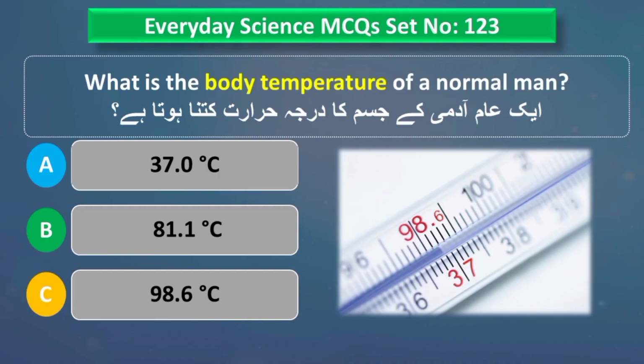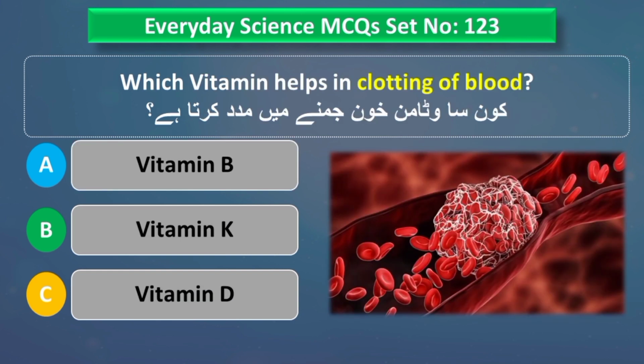Question number 1. What is the body temperature of a normal man in Celsius? The options are A. 37 Celsius, B. 81.1 Celsius, C. 98.6 Celsius. So the right answer is option A, 37 Celsius. A healthy person on average has a body temperature of 37 degrees Celsius, which is equal to 98.6 degrees Fahrenheit.